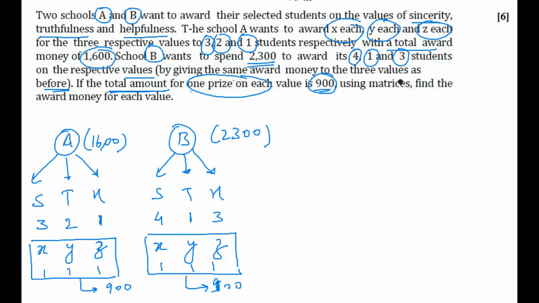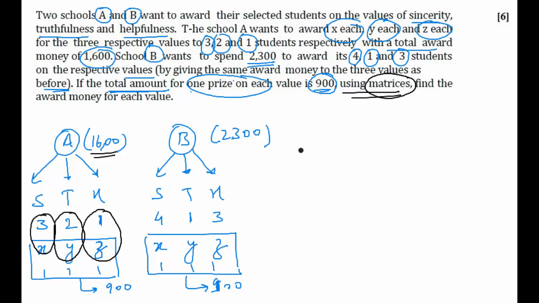So now, as the question clearly states that using the matrix method we have to find the award money for each value, which means that we need to find the values of X, Y, Z. Correct? So for using the matrix method, our first step should be to get equations. Right? So now, how to make equations here? Let us see how much money school A is spending in all. So there are 3 awards for sincerity, so the total prize that they are giving out is 3x amount of money. Similarly, 2y amount of money for being truthful, and z amount of money for being helpful, and they want to spend how much? 1600 exactly.